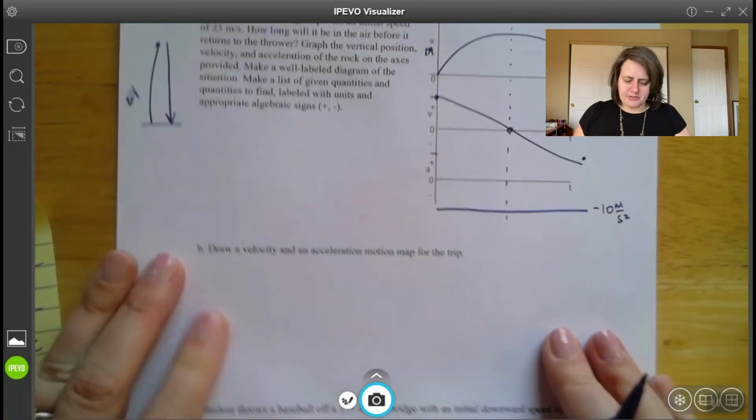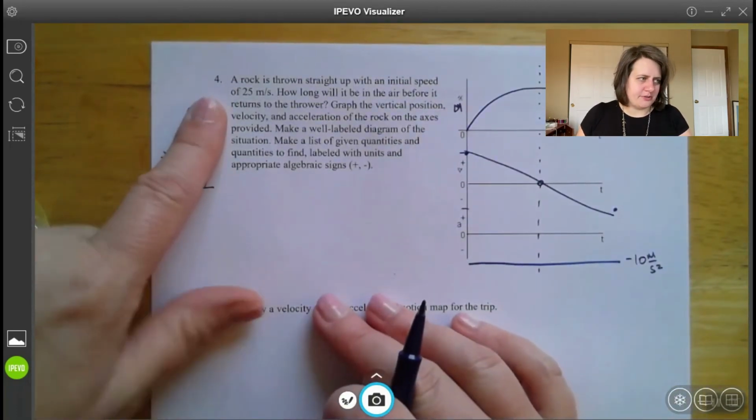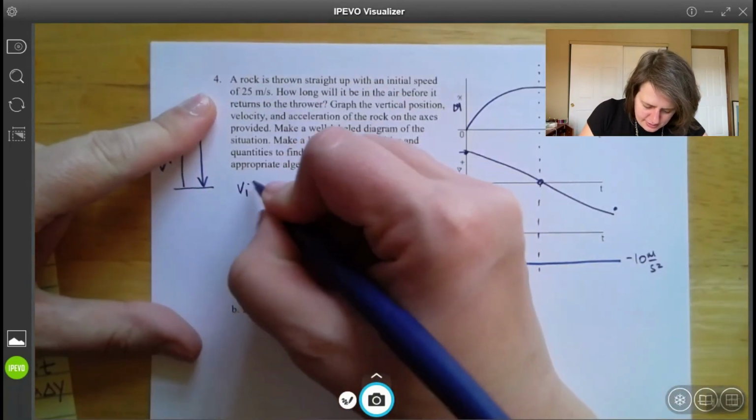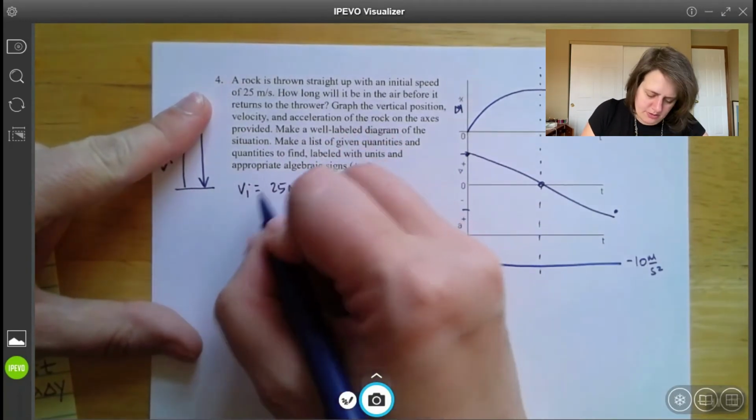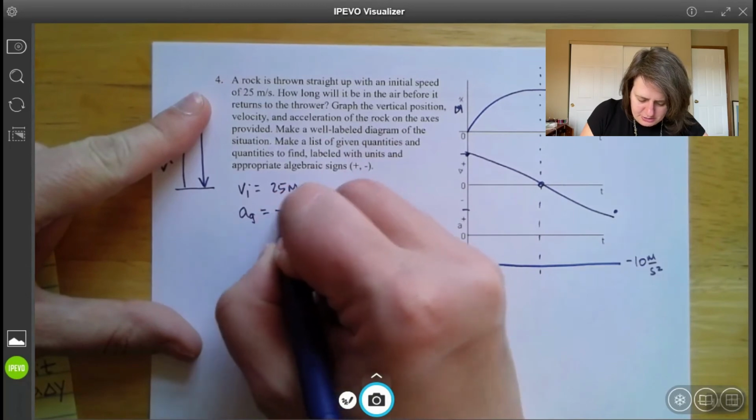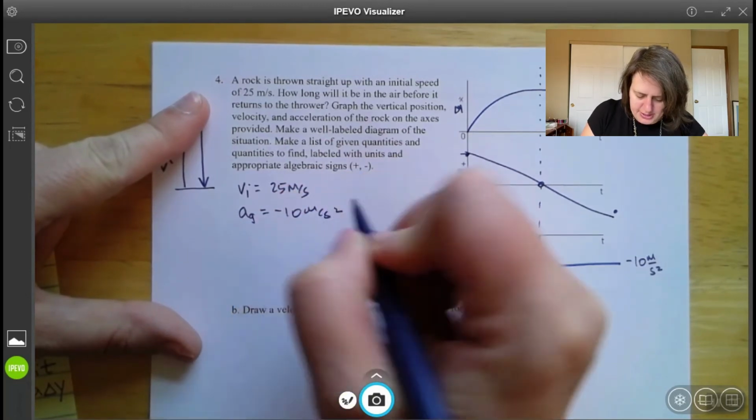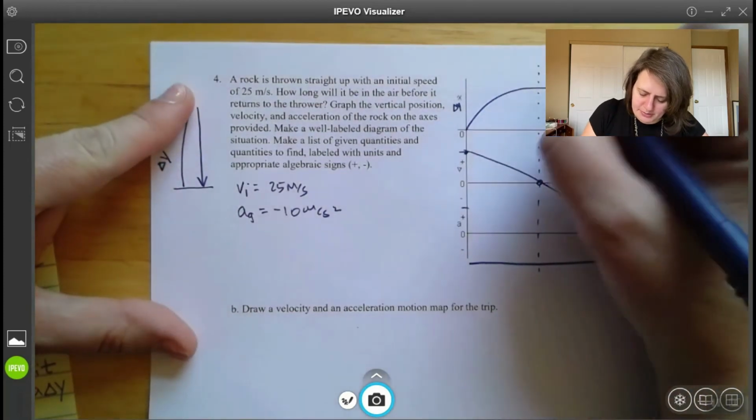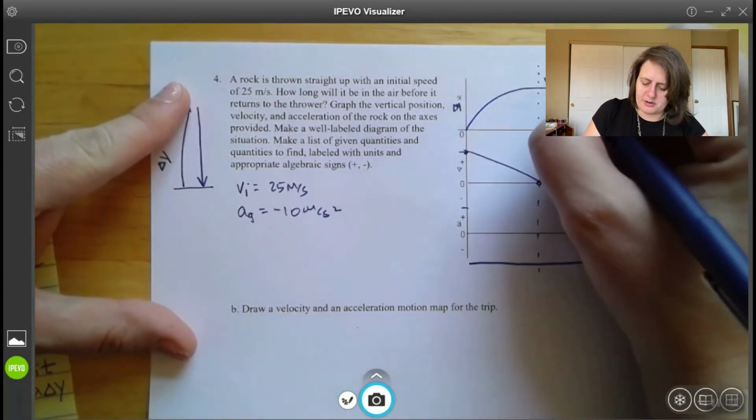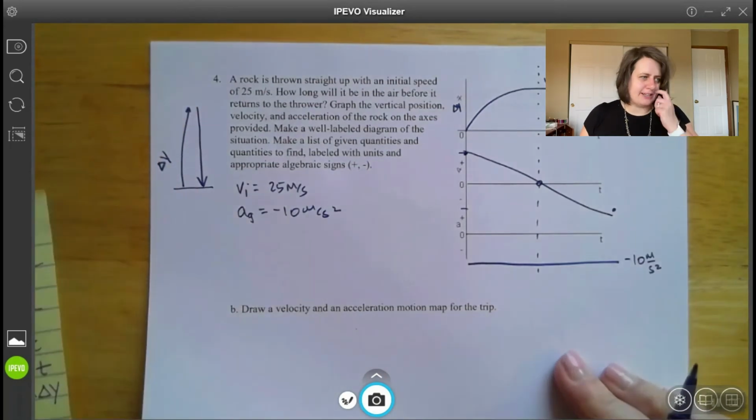In order to figure out the things that we know. So here we're told it has an initial speed of 25 meters per second. We also know that the acceleration due to gravity is minus 10 meters per second squared. We also know that up at this point, our velocity is equal to 0 meters per second, which may come in handy later.